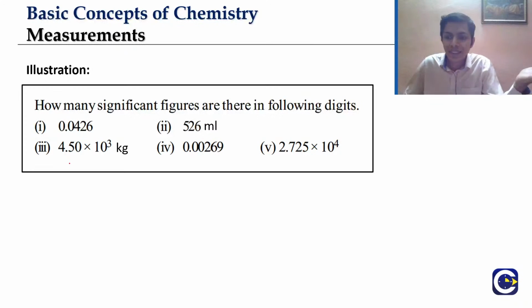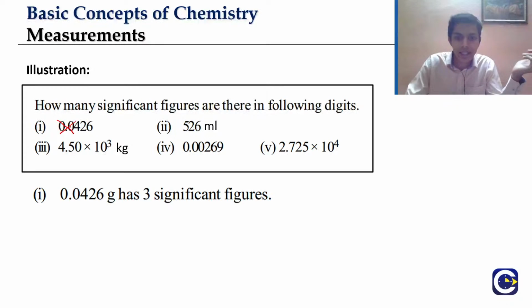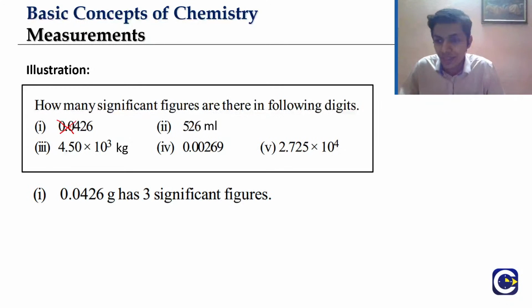Zeros to the left will have significance or will not have significance? I'm not getting any answer. Quick. Yes, zeros to the left will not have any significance. So these two are gone, and the answer is 3. Very good. It's 3.